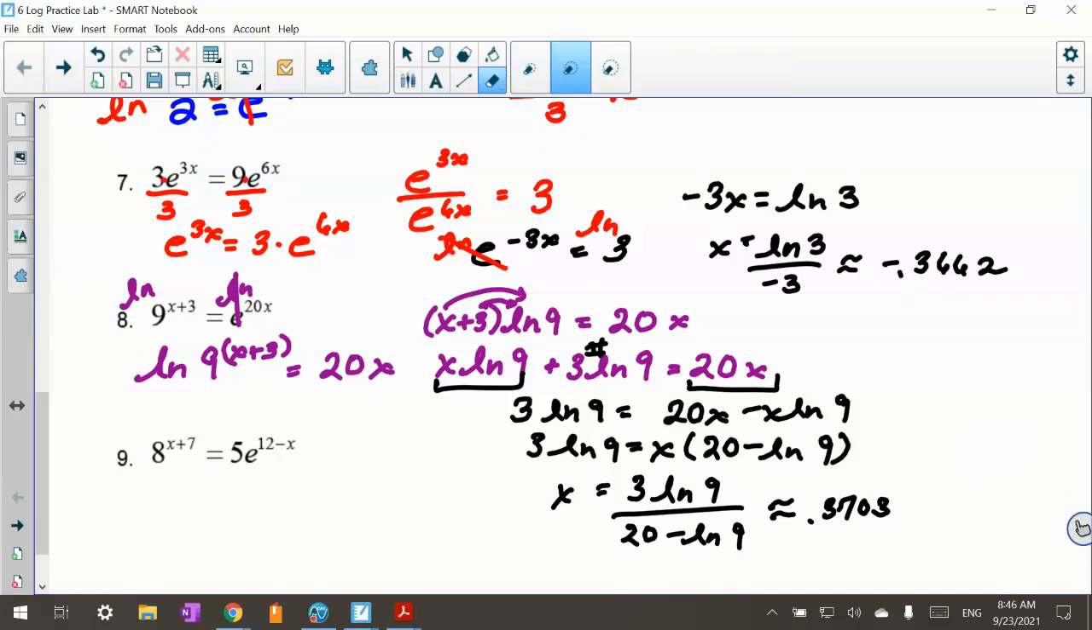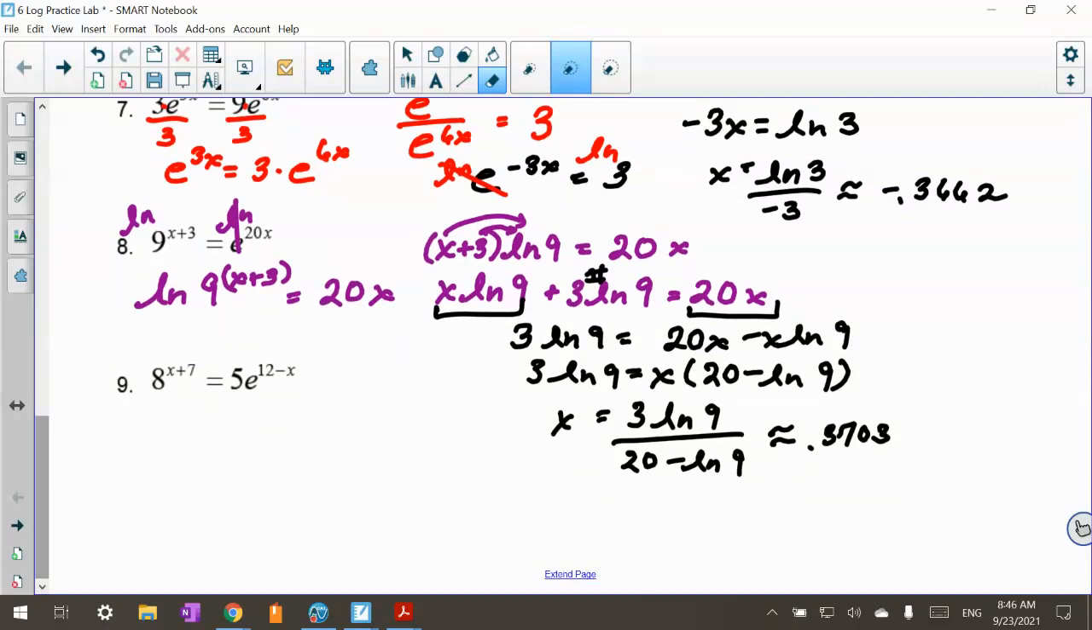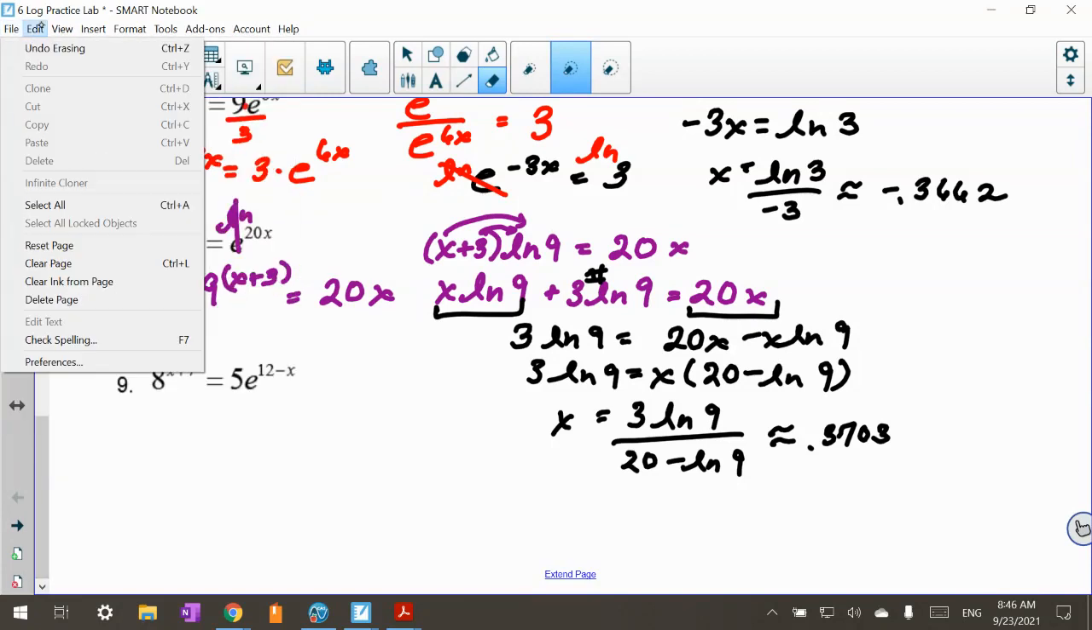So this video is the first of 2. I'm going to do one more problem here, and then I'm going to do another video for the back part of this. But this is just so you can see one way of doing it. There are more than one way to solve many of these, but I just wanted to show you one, okay? So let me clear the ink from this page, and I'm going to do number 9.